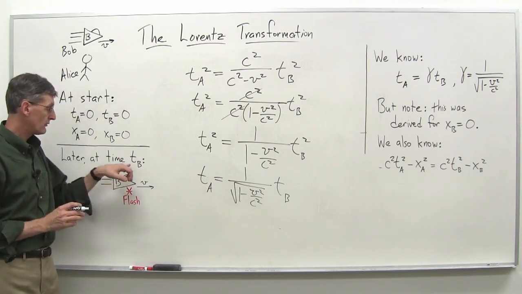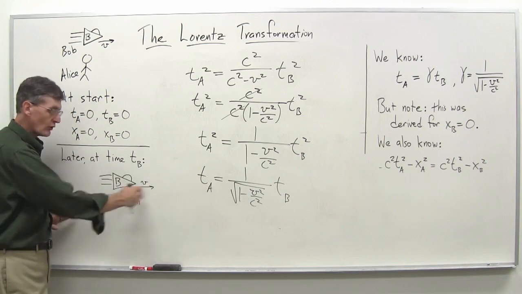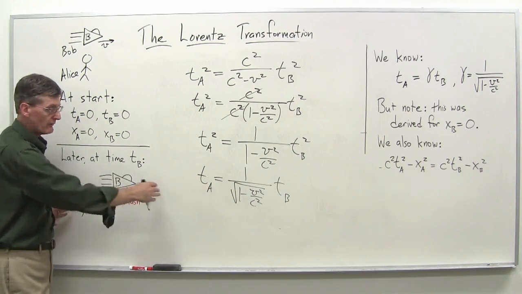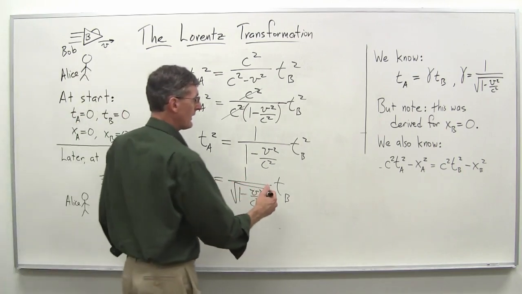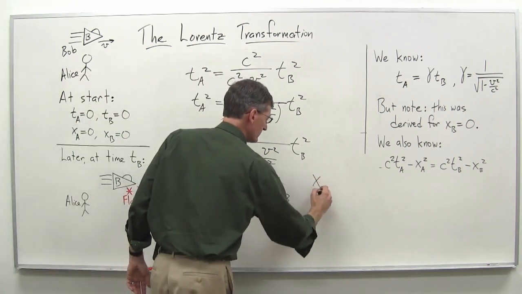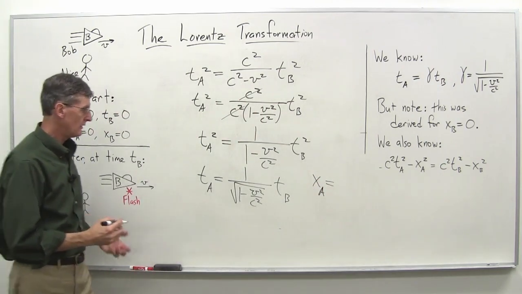So given t sub b, we know what t sub a is, but what about xa? What's the x location in terms of Alice's lattice? Well, I just erased them a minute ago, but remember we had this: xa simply equals v times ta.